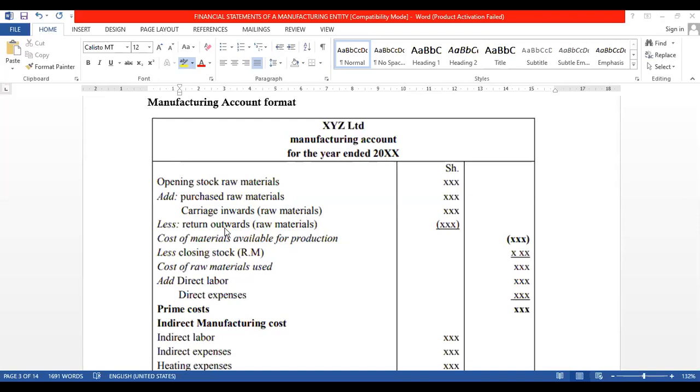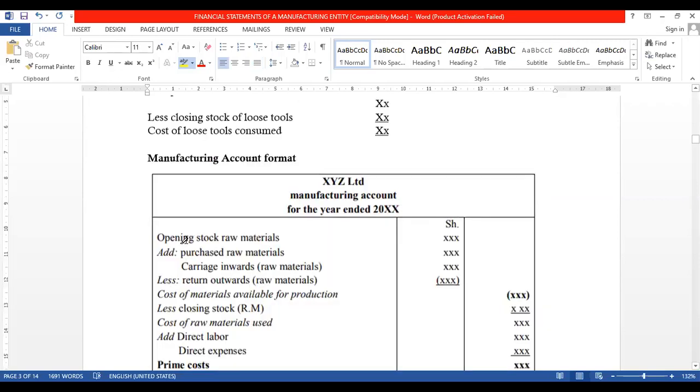Then we less return outwards for raw materials again, for us to be able to know the cost of materials available for production. From there we less closing stock of raw materials again, for us to get the cost of raw materials used. From there, we will add what we call direct labor and then direct expenses, for us to be able to get the prime cost.